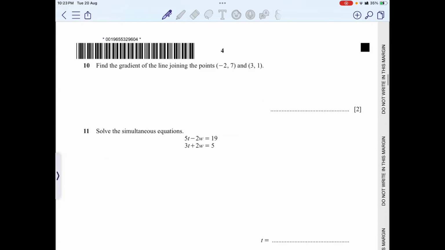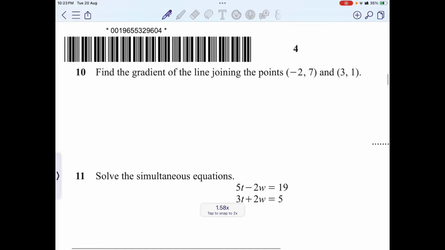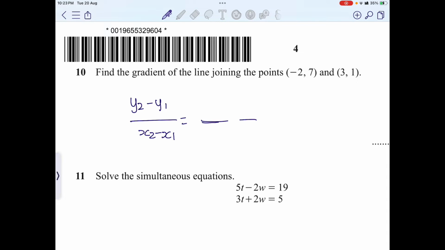Now it says find the gradient of the line joining the points -7, 1 and 3, 1. So the gradient formula is basically y2 minus y1 over x2 minus x1. Now if you want to change it and write y1 minus y2, you could do that, but you have to do the same for x. That will be x1 minus x2. I'm just going to simply use this formula for clarity.